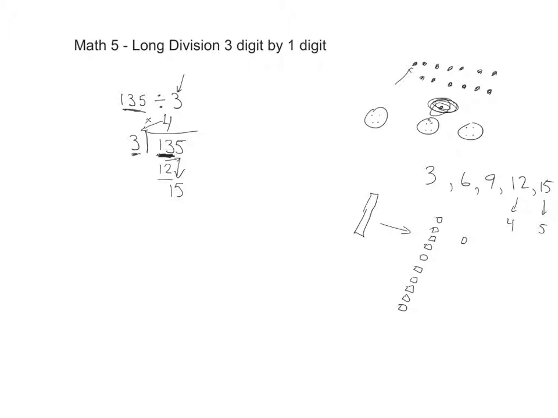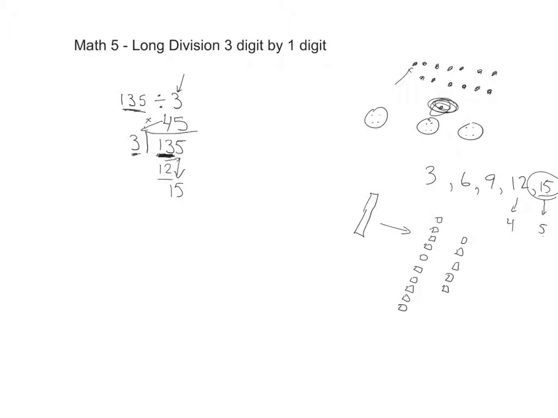We already had 5, so now we have 15 altogether. So what we're trying to do here is take our 15 and divide it up into 3 groups. Hey, we've already done this. We know that if we have 15, we have 5 in each group. So 15 divided by 3 gives us 5.